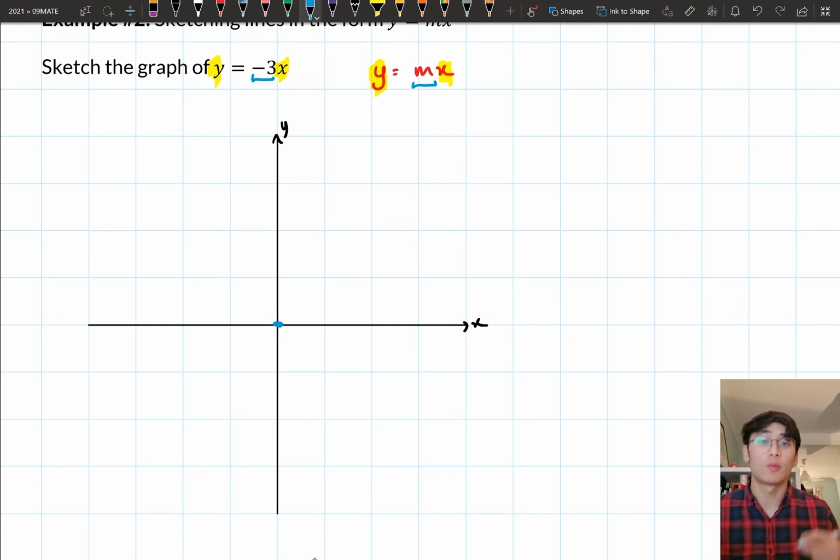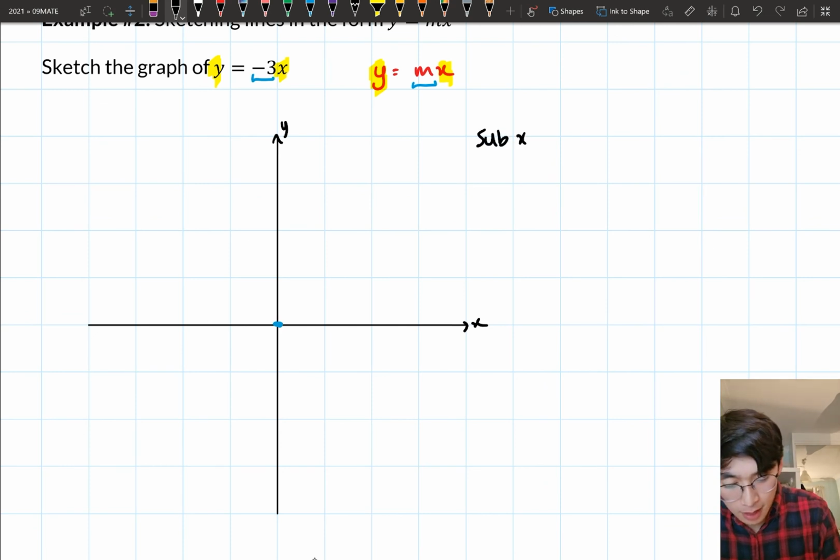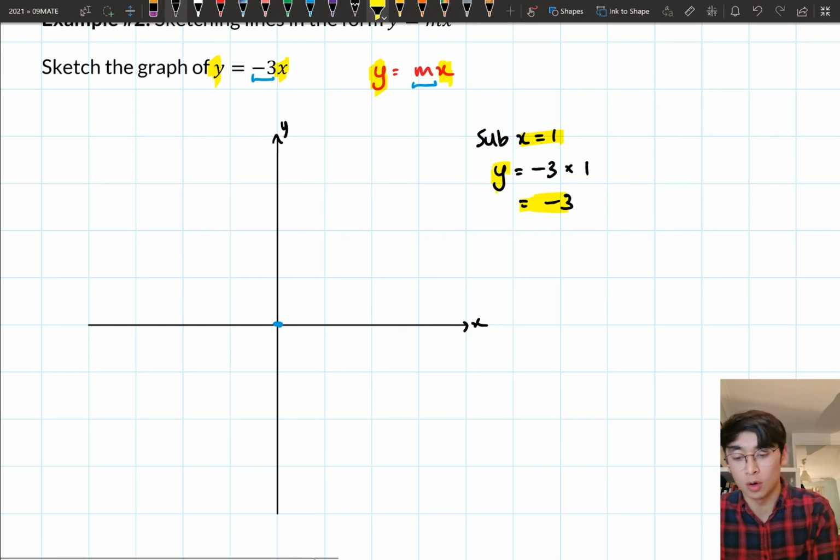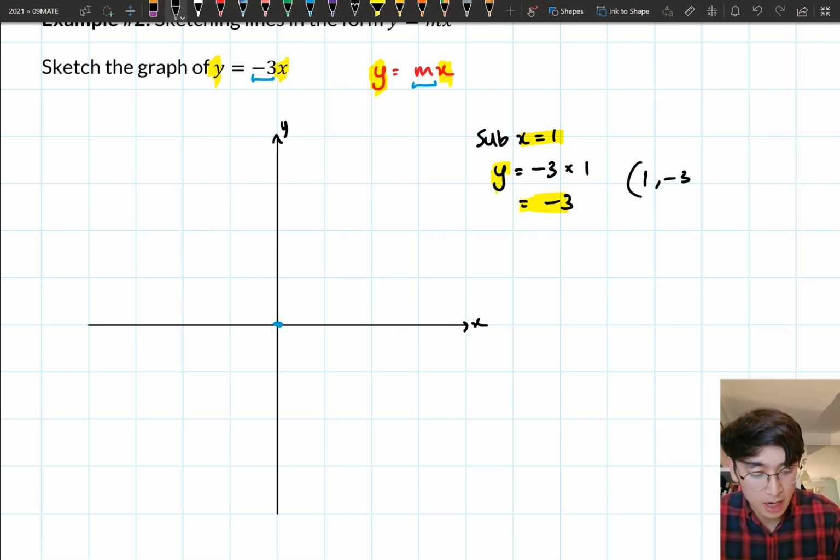Then after we've done this, we're going to substitute another point. We're going to substitute a value of x into my rule. So here, the easy one to do is x is equal to 1. So I'm going to sub x is equal to 1. So y is going to be equal to, because my rule is negative 3x, negative 3 times 1. Negative 3 times 1 just gives me negative 3. And so what this tells me is I have another point on my line that I can draw. This point is x is equal to 1, y is equal to negative 3, or just 1, negative 3.